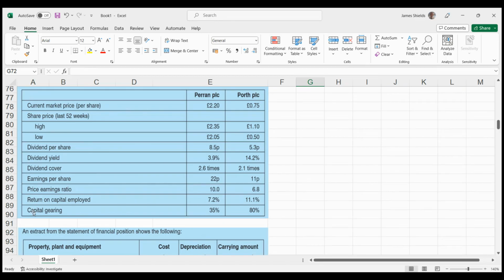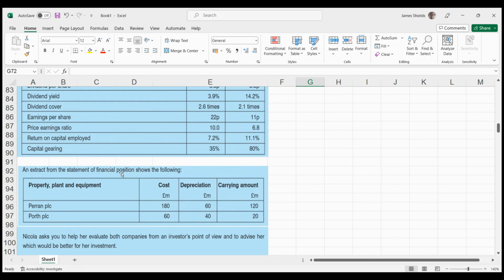The final ratio we've got is capital gearing. For Perrin plc it's 35%, whereas Porth plc it is 80%. Now once that goes above 50%, that's considered to be a very high risk investment. So that's telling us here that Porth plc is a high risk investment because most of their capital is tied up in loans.